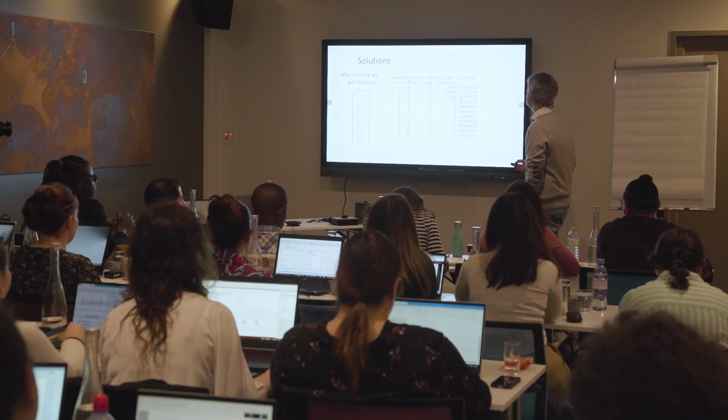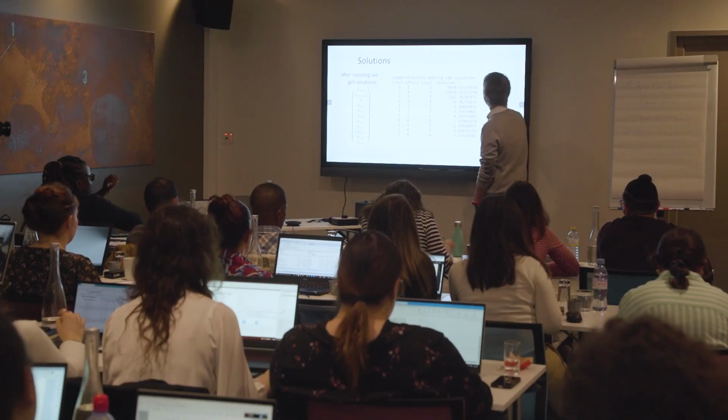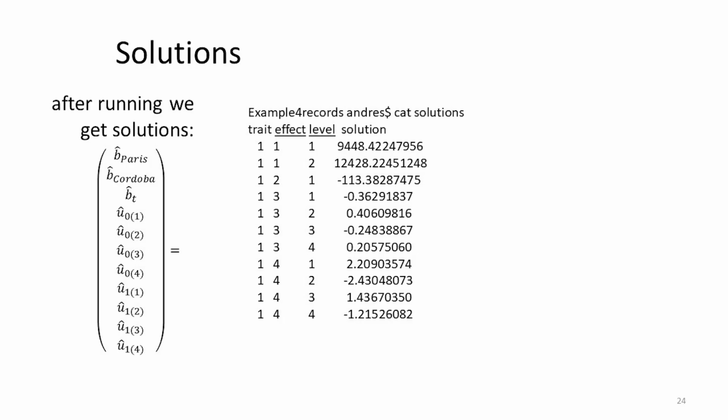After running, you get solutions, and you get a file that is just called solutions. The header of the file is trait, effect, level, solutions. For trait, we just have one, because we have one physical trait, so it could be weight, but we have two genetic traits. In a way, you could call them traits: you have this intercept and the slope. But actually, for us, these are two different effects. So you have the effect on the level.